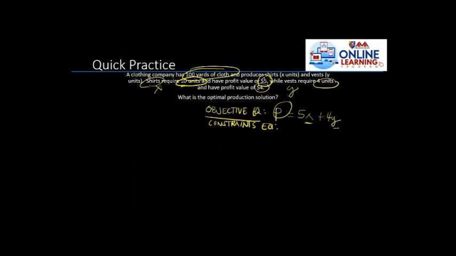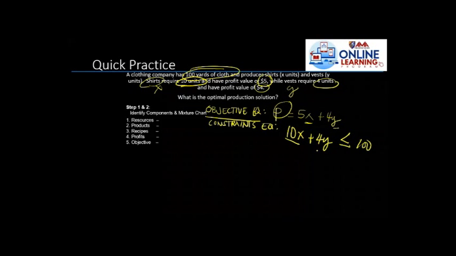So, sabi ni John is 10x plus 4y is less than or equal to 100. So, that's correct. Kasi, ang kailangan units to create a shirt is 10 units, then 4 units of vest. Then, minultiply siya, nakadepende sa paglet natin where the number of shirts is X and the number of vests is Y.